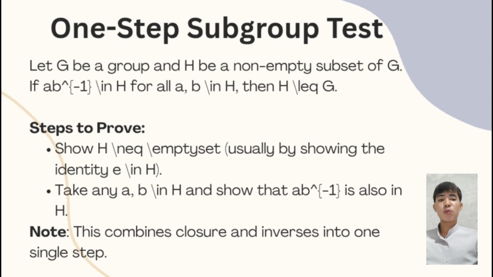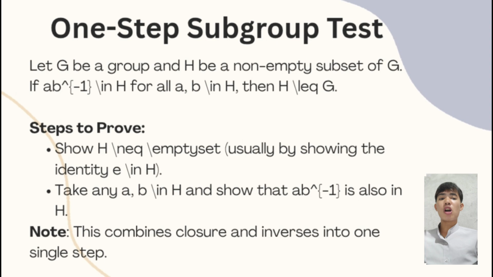Now let us start with the one-step subgroup test. The one-step subgroup test states that if H is a non-empty subset of G, and if for all elements a, b in H, ab inverse is also in H, then H is a subgroup of G. So in this test, we only check two things. First, H must be non-empty.